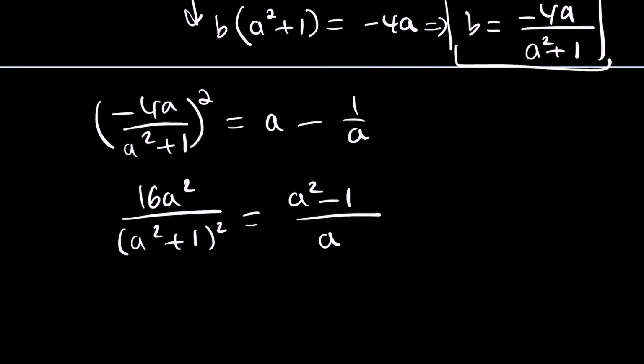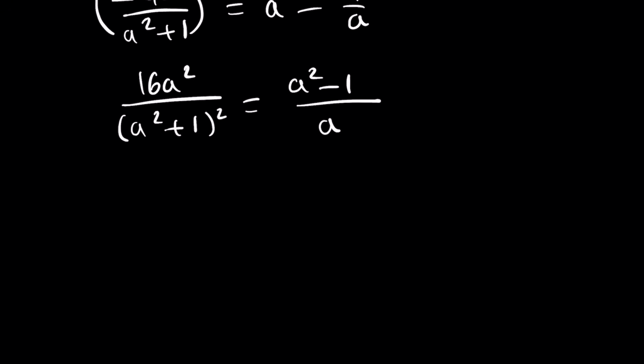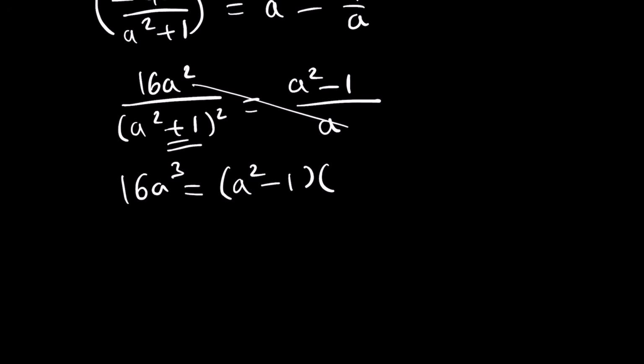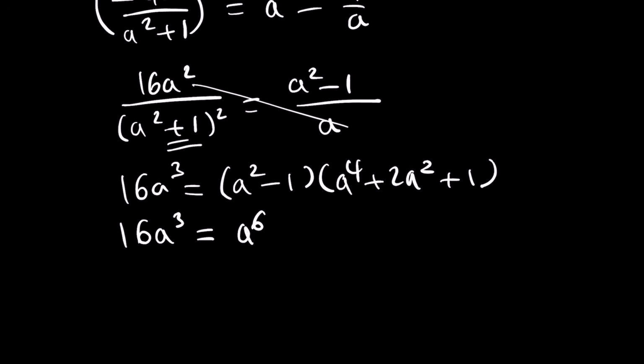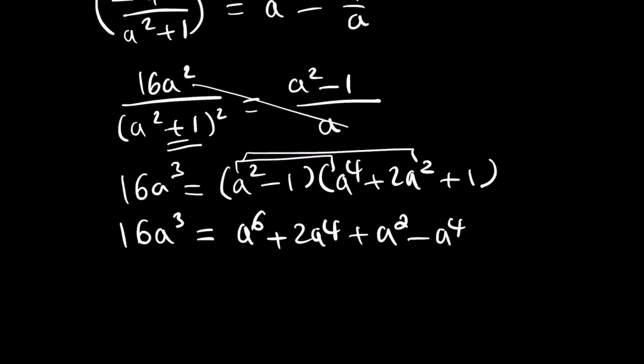Okay? Now, we're going to do some cross multiplications. And one thing that might make it a little easier, this is going to give us 16a cubed. And this one is going to give us a squared minus 1 multiplied by this, which is a to the 4th plus 2a squared plus 1. If you distribute, you're going to get 16a cubed equals a to the 6th, a hexic equation, not too good, plus 2a to the 4th plus a squared minus a to the 4th minus 2a squared minus 1.